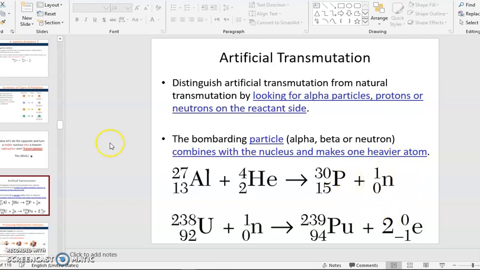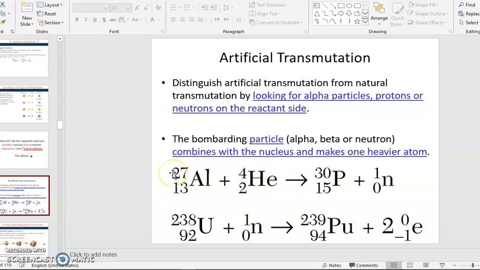So this is basically what we call bombarding. Bombarding, or artificial transmutation, is hitting the stable element with a radiation and getting a new element and new radiation. This is an example with aluminum, and it's the same concept.